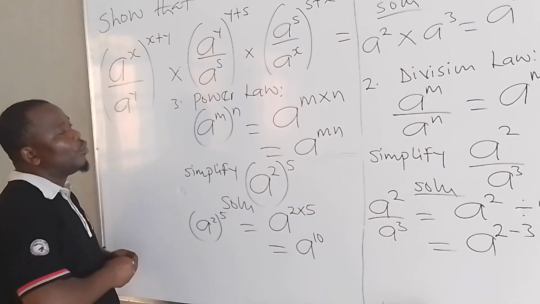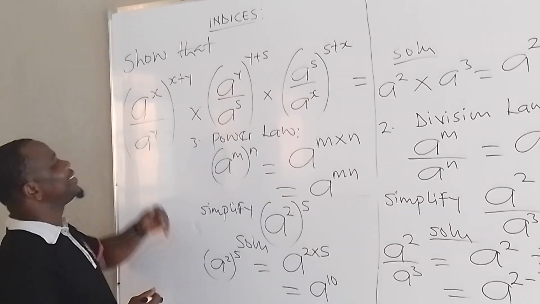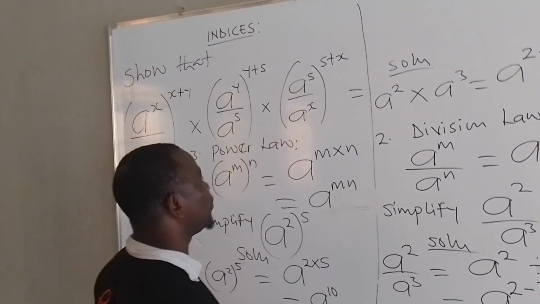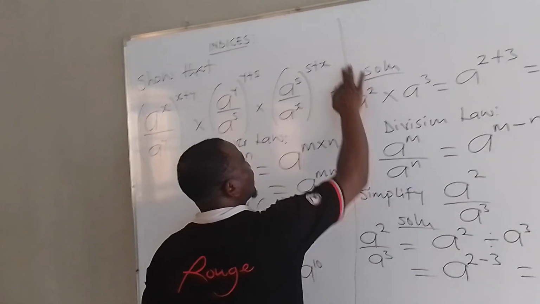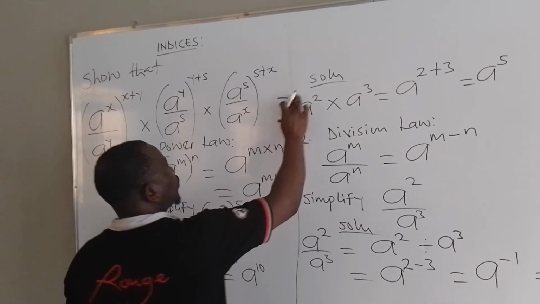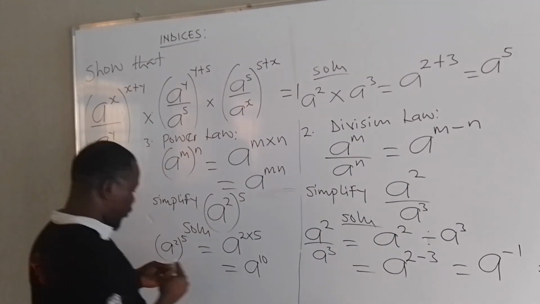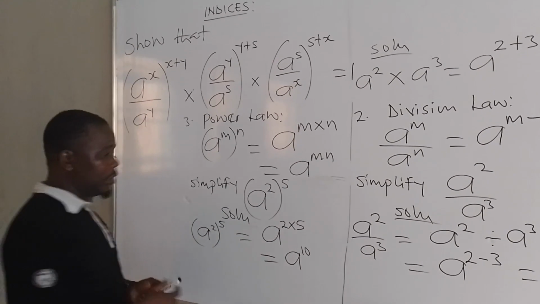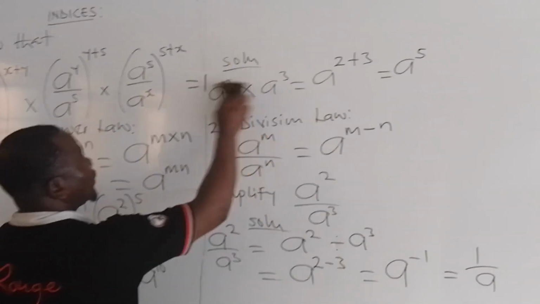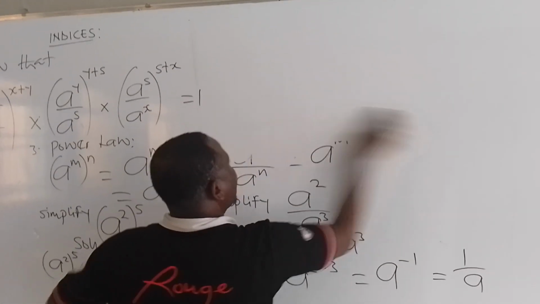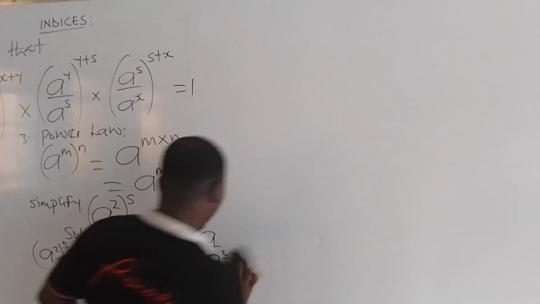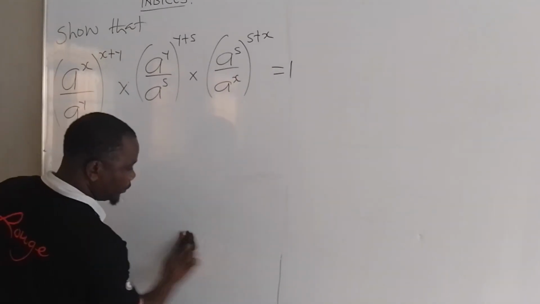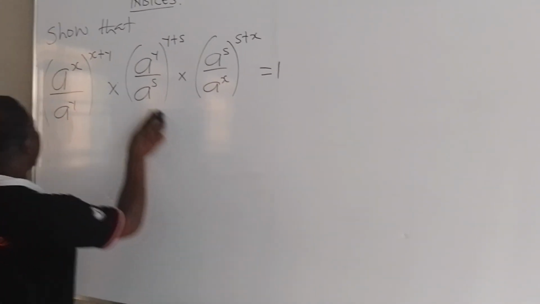So with these 3 laws, I don't think it will be difficult for you to show this. Note that this is equal to 1. Show that the left hand side is equal to 1. So let's look at this problem. Let's look at it together.